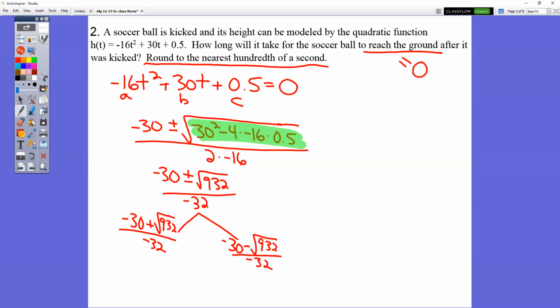Now, my big word of warning. Remember that if you go to type this all into the calculator all at once, you have to put parentheses around this upper part.